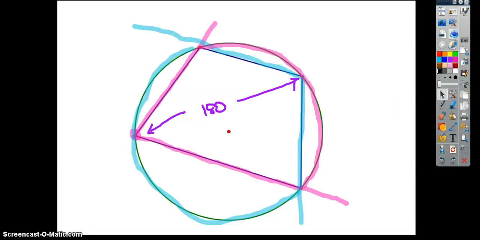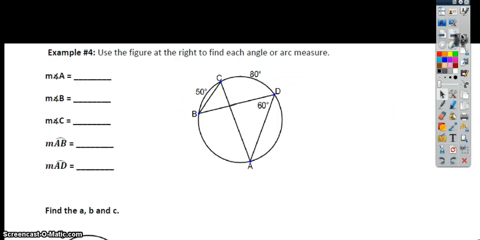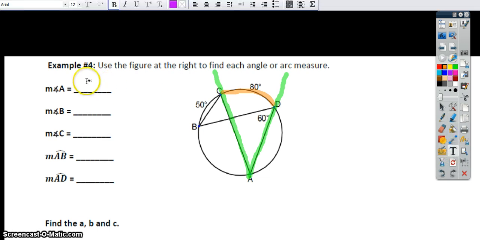Okay, moving on. Example number 4, use the figure at right to find each angle or arc measure. Okay, the measure of angle A. Well, angle A has one side like this, one side like this. I wasn't kidding about this habit to take your highlighter, your colored pencil, or whatever, and extend the sides of your angle so that you can very clearly see here's the intercepted arc for that angle. So angle A has to be half of 80. So angle A is 40.